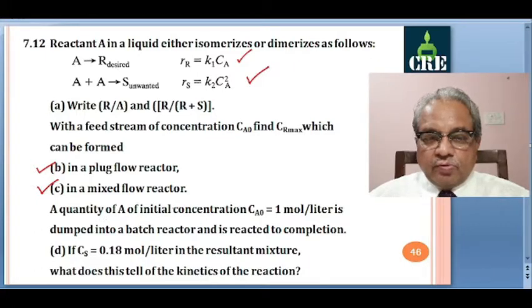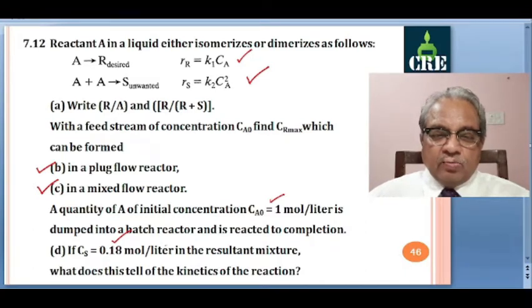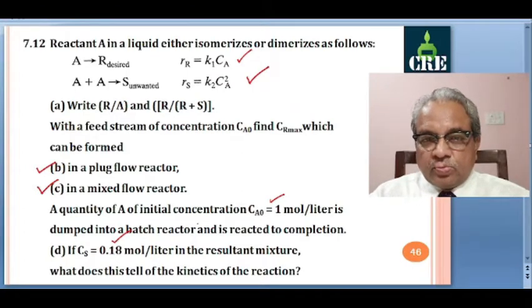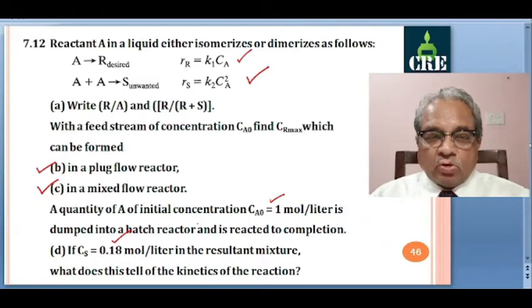A quantity of A, initial concentration Ca0 equal to 1 mole per liter, is dumped into a batch reactor and is reacted to completion. So reaction is complete, means 100% conversion, Ca final will be 0. If Cs is 0.18 moles per liter in the resultant mixture, what does this tell of the kinetics of the reaction? Rate law is given, orders are known, but the rate constants are not given. So we don't have complete information on kinetics. So we'll solve this one by one.